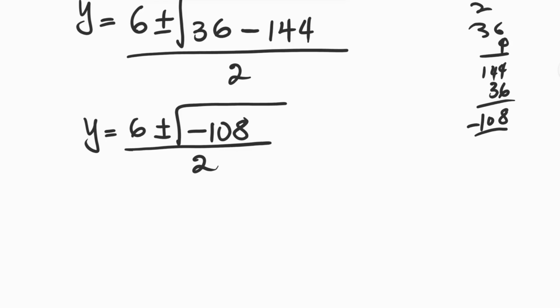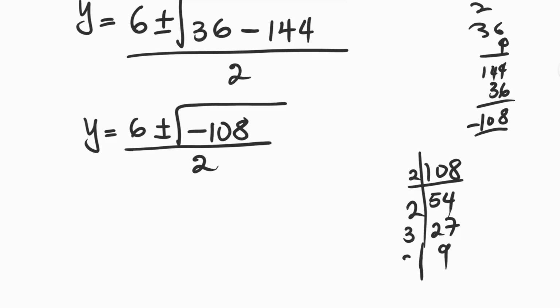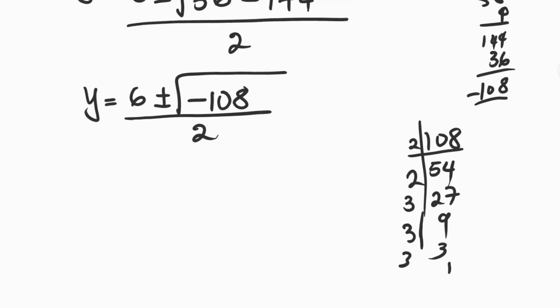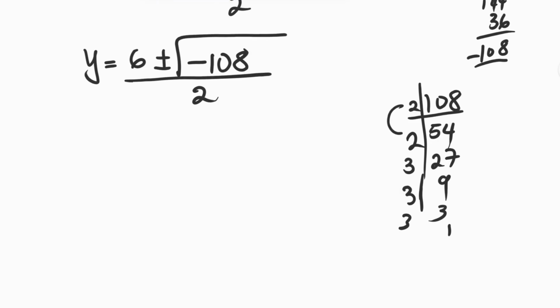Right. So let us break down 108. This will give us 54. 2 here will give us 27. Then 3 here will give us 9. 3 here, 3 here is 1. So we have 2 times 2 is 4. We have 3 times 3 is 9. And then we have just 3. So 9 times 4 is 36. So we have 36 times 3 will give us 108.